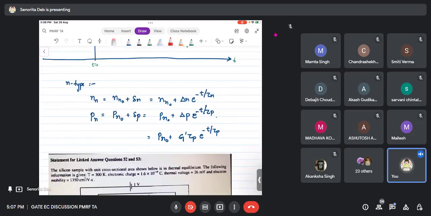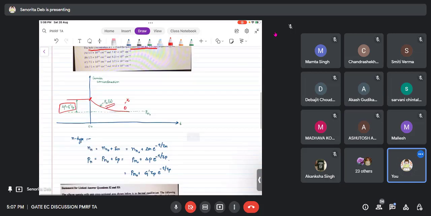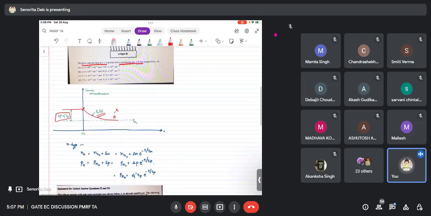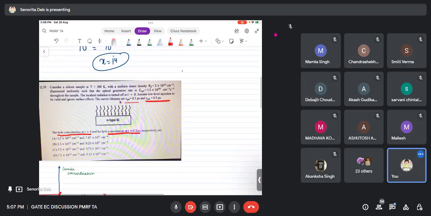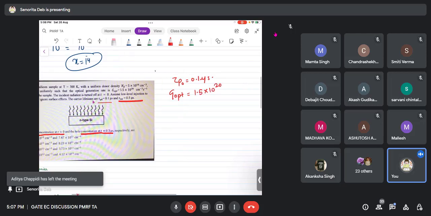So what they have asked is the hole concentration at t equals 0, okay. So first we will see the hole concentration at t equals 0. What is tau p0? 0.1 microsecond. What is g opt? That is the generation rate. So what will be the hole concentration at t equals 0? What will be the hole concentration at t equals 0? 0.1 microsecond you have to change into seconds.